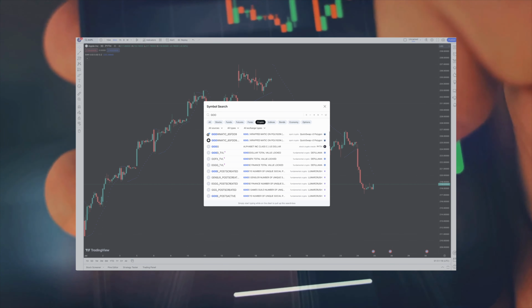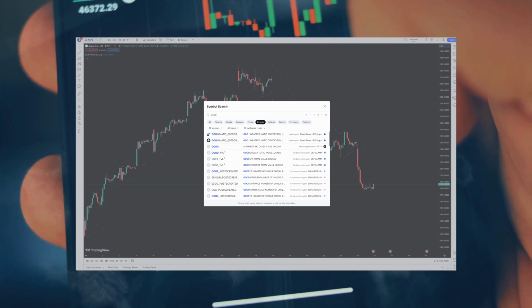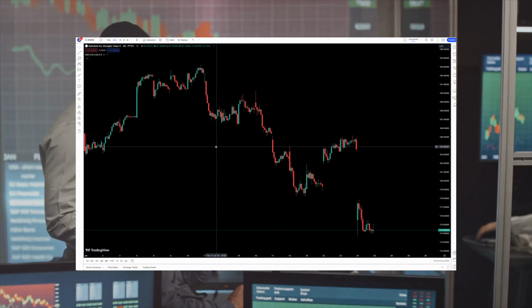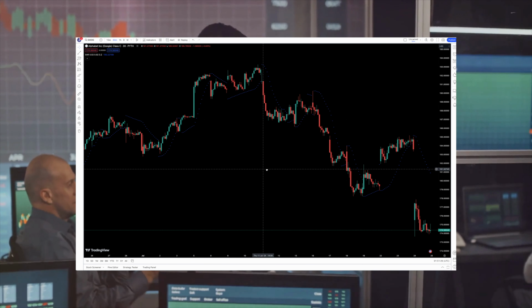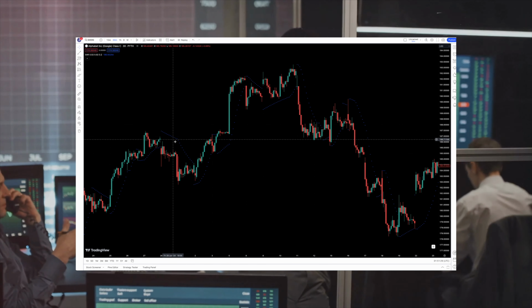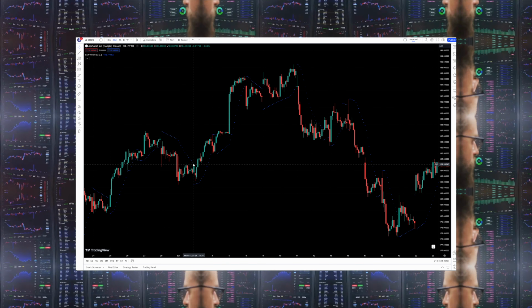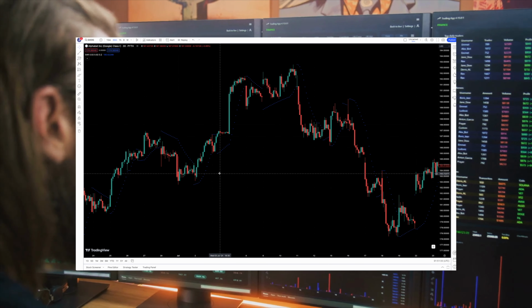Example: suppose you enter a long position in a forex pair when the dots are below the price. You can ride the uptrend until the dots move above the price, signaling it's time to exit the trade and secure your profits. Combining Parabolic SAR with other indicators.